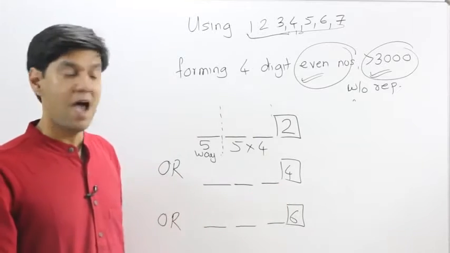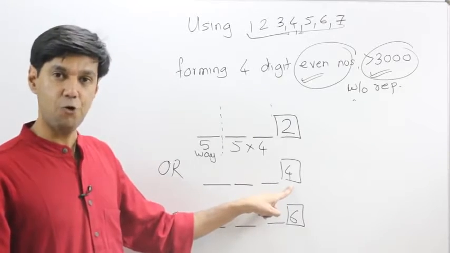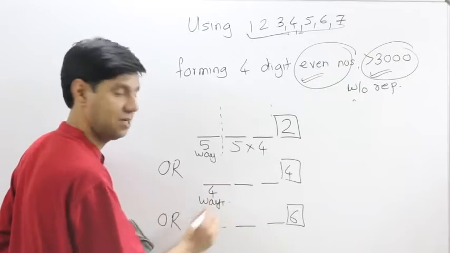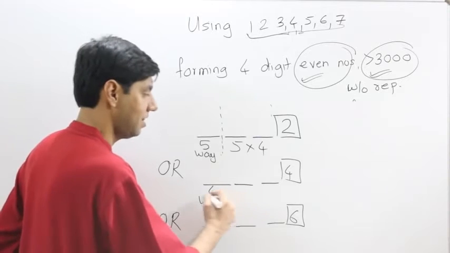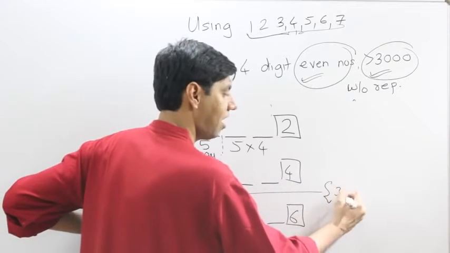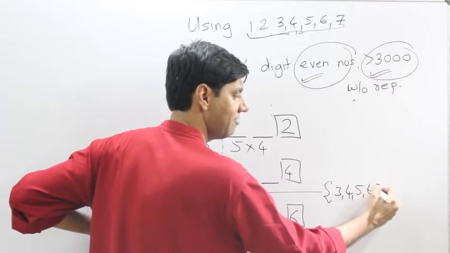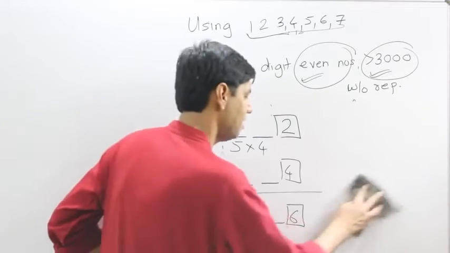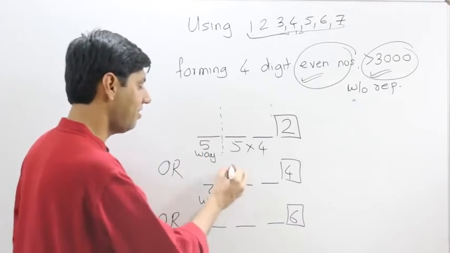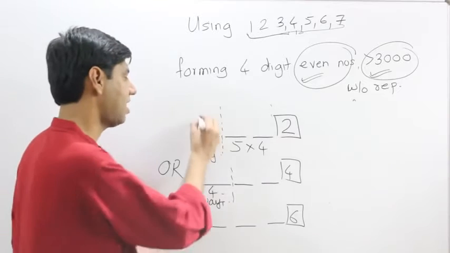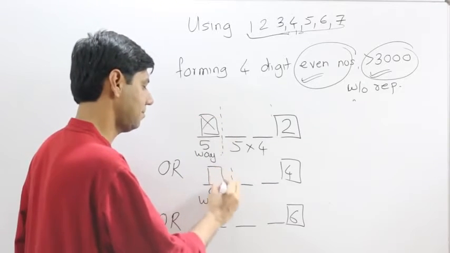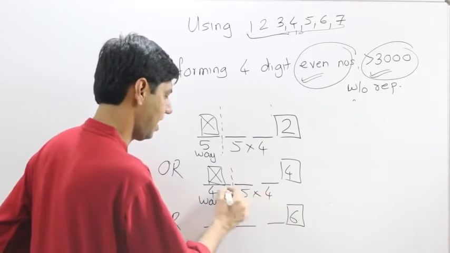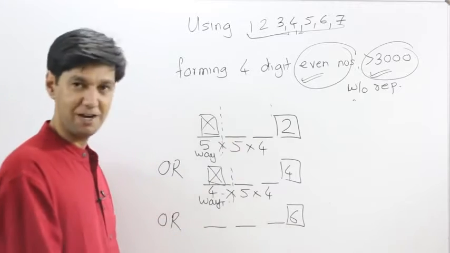Let's come to the 4. If the unit digit was 4, I only have 4 ways to fill in the 1000 position. Which are these 4 ways? Originally I had 3, 4, 5, 6, 7, but now I don't have a 4. So the possibilities are 3, 5, 6 or 7. So let's continue with this fast. Having filled this in, again two digits have been used up in 2 positions. And I'm left with 5 digits, so they could be 5 into 4. So the answer for this case is going to be 4 into 5 into 4.